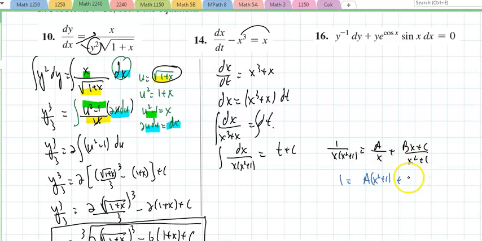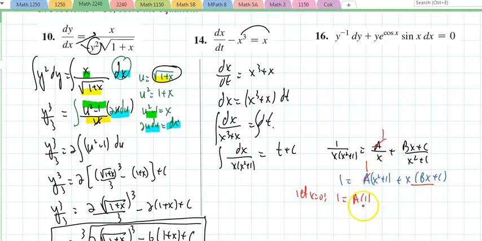And if I multiply by x, and here at this stage I could figure out automatically what A equals. If I let x equal 0, I'll get 1 equals A times 1, and this will be a 0, so A is 1. That's going to make my life a lot easier.